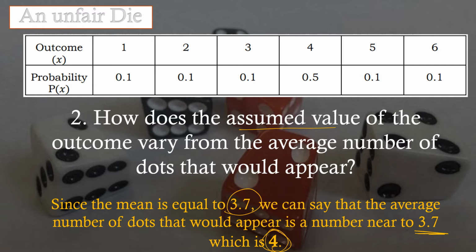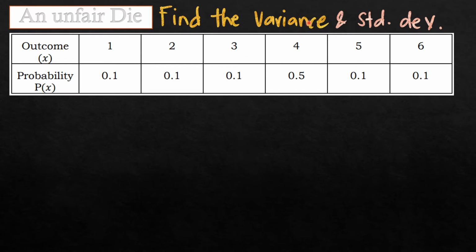Alright? And I think it's also clear because from the table, we can see that the highest probability is at 4. Okay? So, that's it. And next, we will find the variance and standard deviation.